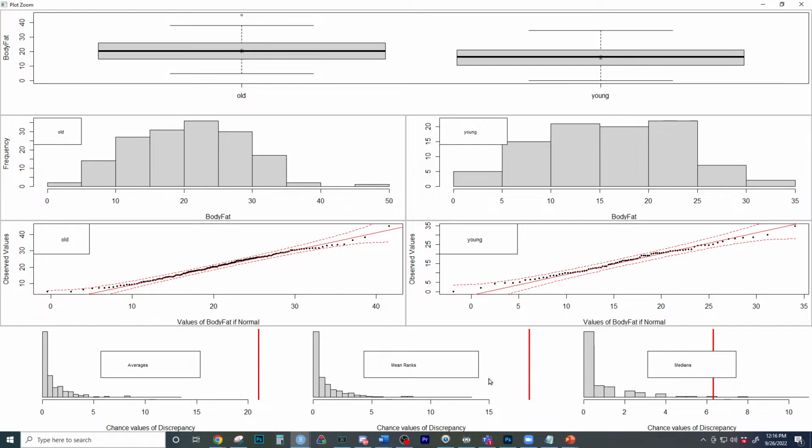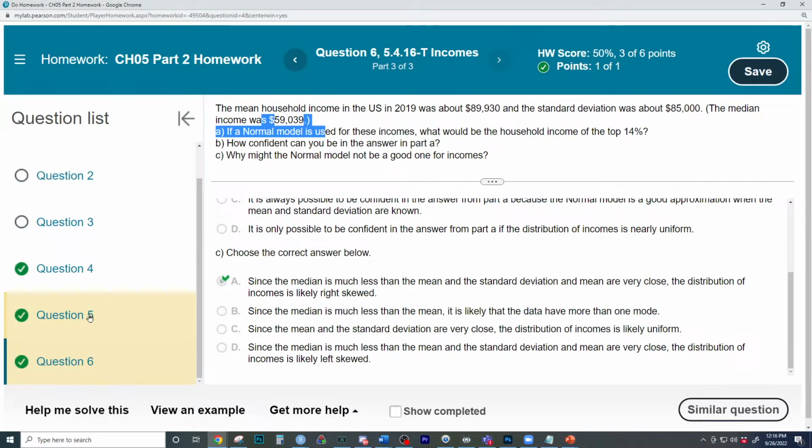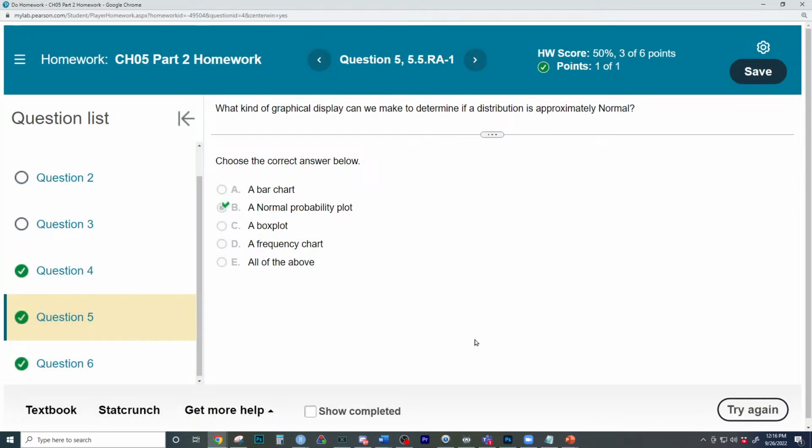Do you remember from 201? We were just doing this a moment ago on the homework. The best graphic to tell us if it's skewed or normal is the what? The best graphic to tell us if it's approximately normal.